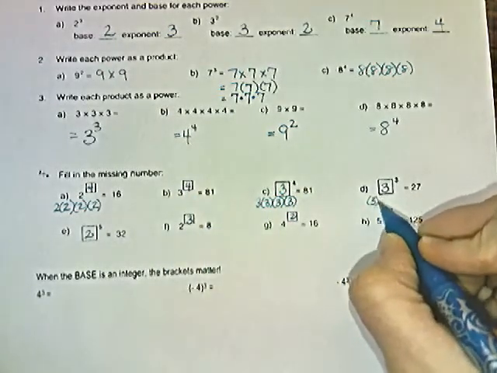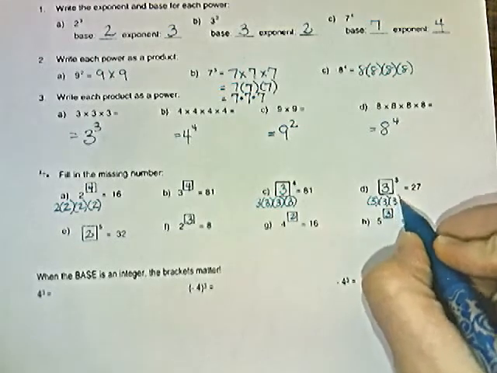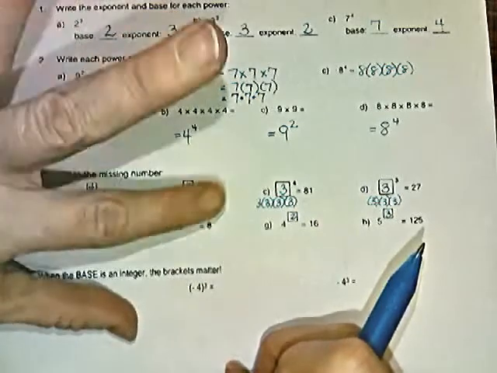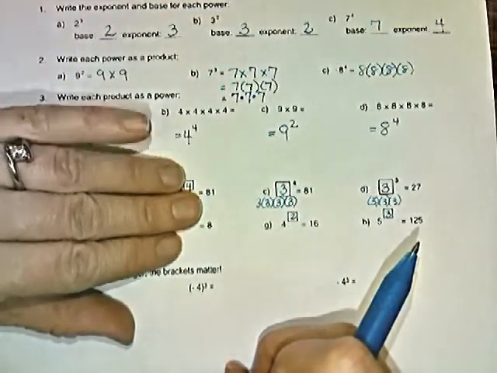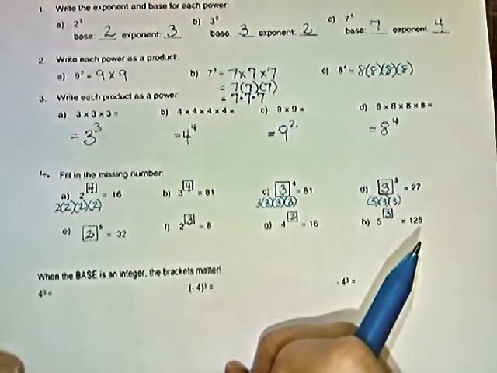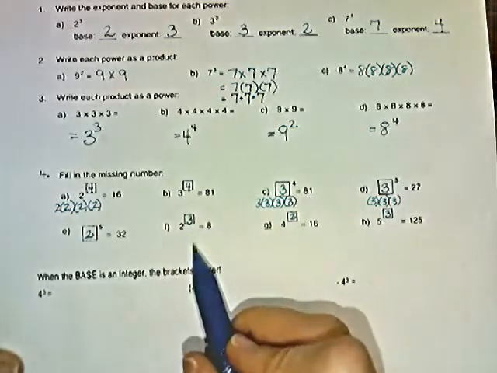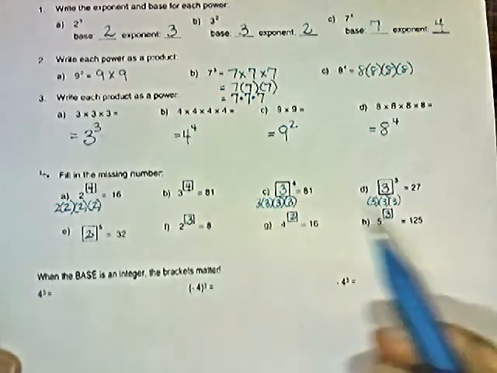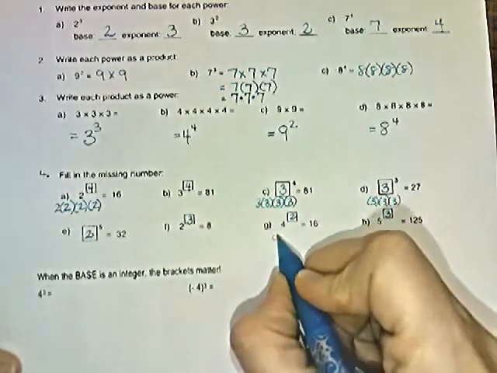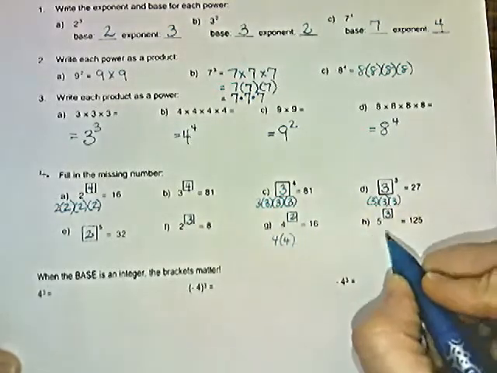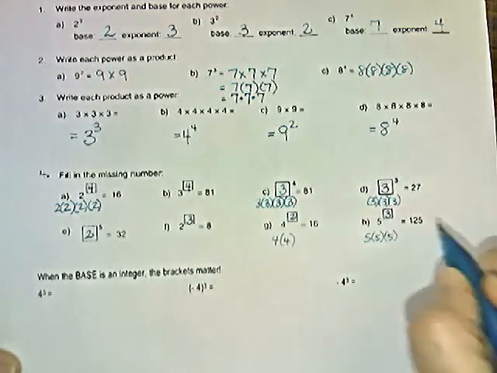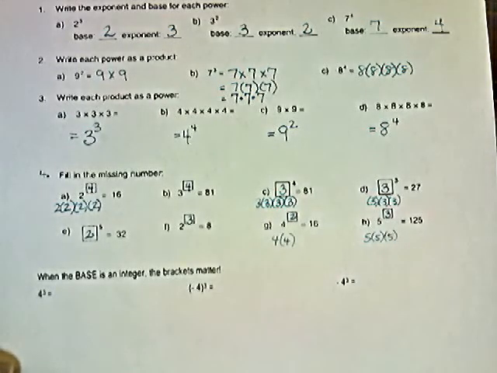A 3 cubed, 3 3's multiplying together, is my 27. A 2 to the exponent 5, 2 times 2 is 4, times 2 is 8, times 2 is 16, times 2 is 32, so we get to our 32. With 3 2's, we would have an evaluated 8. 4 squared, 4 times 4 is 16. 5 cubed, 5 times 5 times 5 is my 125.